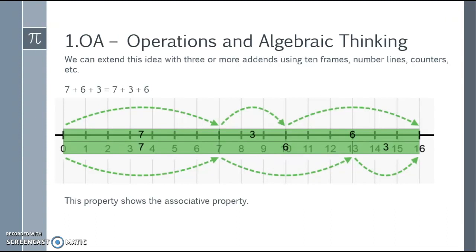So on the top there, I have added 7 plus 3 plus 6. And on the bottom, I've added 7 plus 6 plus 3. So it doesn't matter which order we add in, the result will always be the same. So this is the associative property. It's a direct extension of the commutative property, only we have more than 2 numbers that we're adding together.